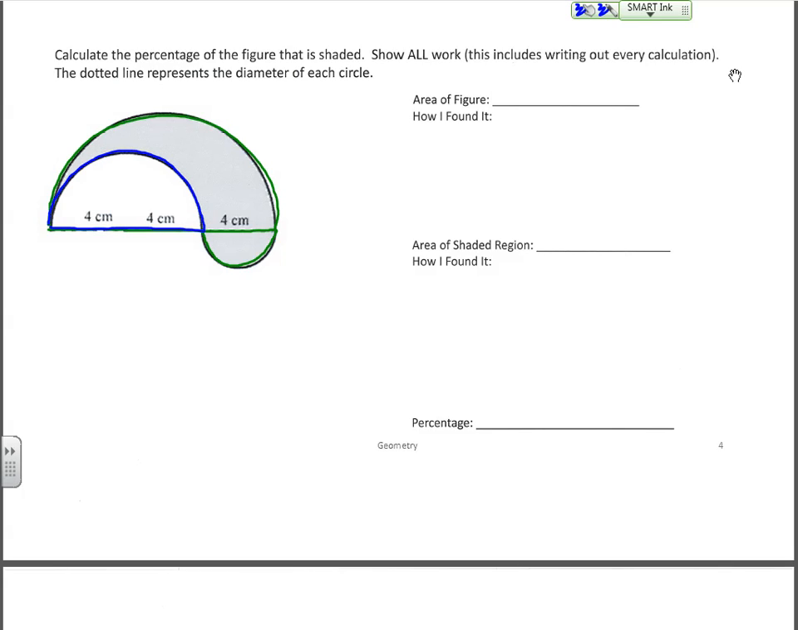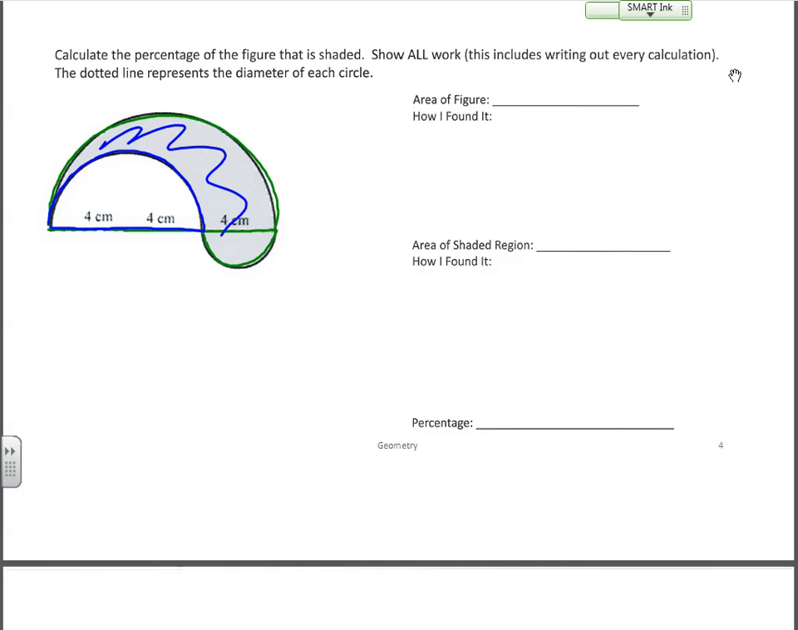So like we've talked about before, there is no formula to get the shaded area of this swooshy looking thing there. So what you want to do is find the area of the entire figure, which is the large half circle and the small half circle. And then from that, subtract the area of this unshaded, medium-sized half circle. Okay, so you've got 3 half circles of different sizes.